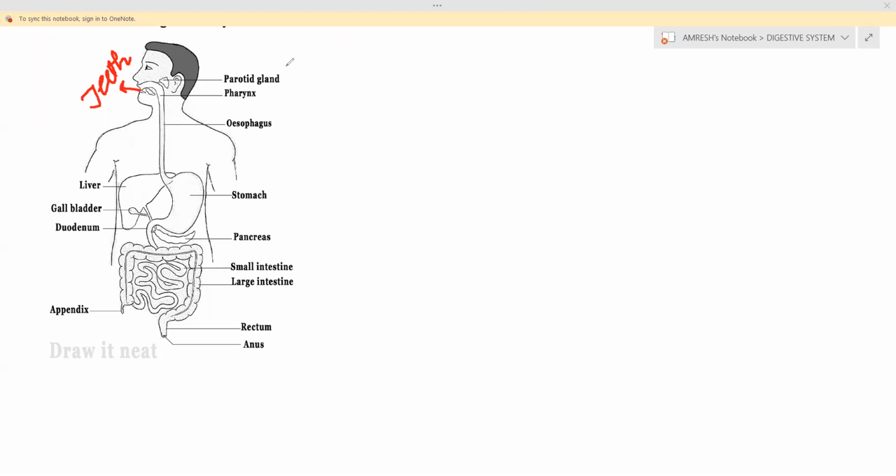And this parotid gland means your salivary glands. Salivary glands are also present below the tongue. So they are salivary glands. We will learn what salivary glands are and what their function is. Just don't write it as parotid gland. Write it as salivary gland.